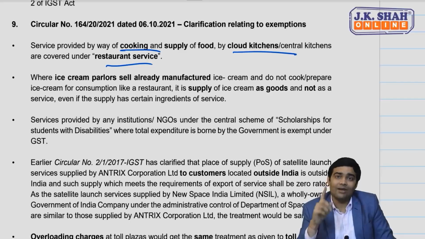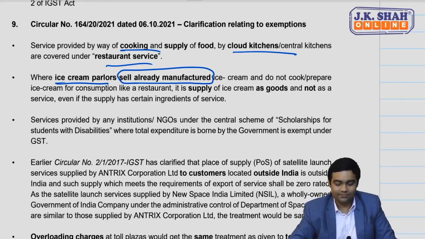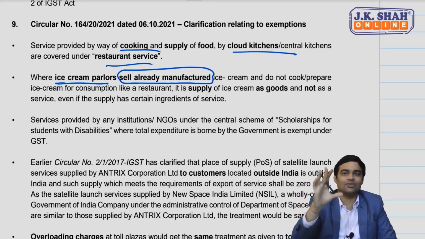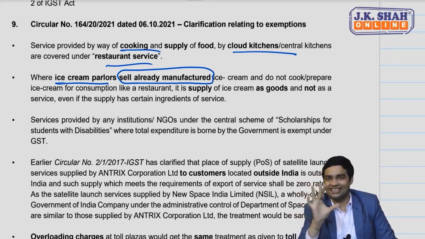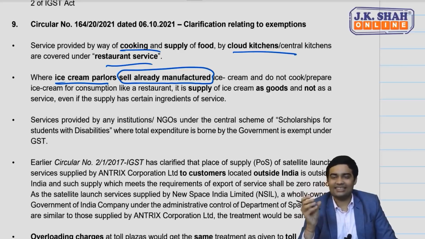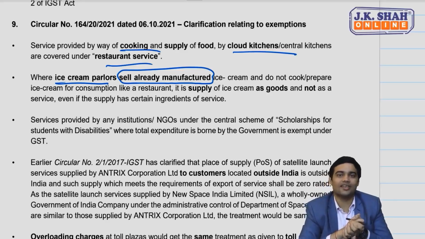One big issue, which is even today a very big litigation matter, is ice cream parlors which sell already manufactured ice creams. Are they supplying ice creams or restaurant service which will get 5% GST? See, GST rates are not there in your syllabus, but ice cream is subject to 18%. So if you treat it as supply of goods, 18%. But if you treat it as service, then 5%. Restaurant. The question was, if already manufactured ice creams are sold, whether it is supply of ice cream or serving.